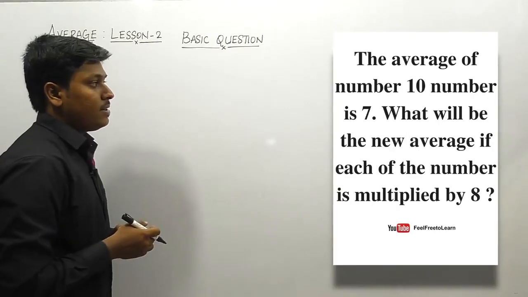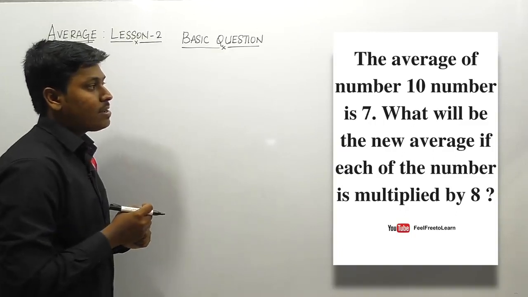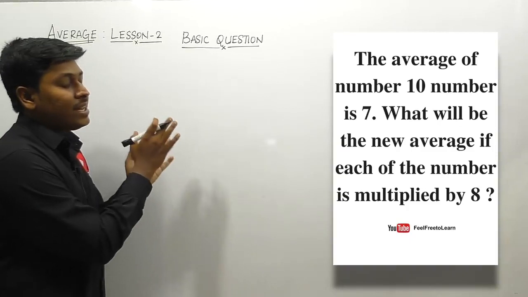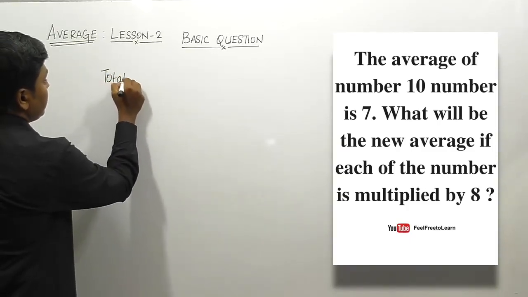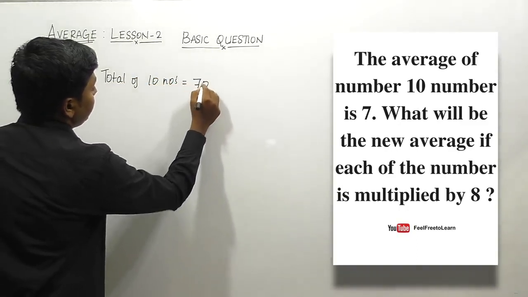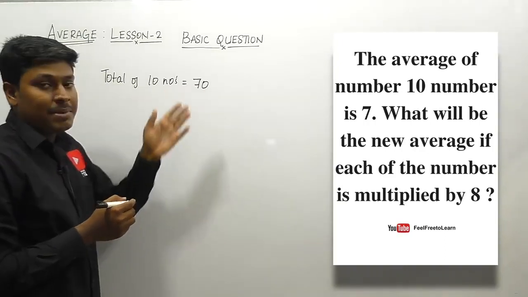Question number 3. The average of 10 numbers is 7. So what will be the new average if each number is multiplied by 8? Friends, listen here, the average of 10 numbers is 7, right? So we can say the total of 10 numbers, right? So the total of 10 numbers will be 10 into 7, that is 70. And we need to find the new average if each number is multiplied by 8.